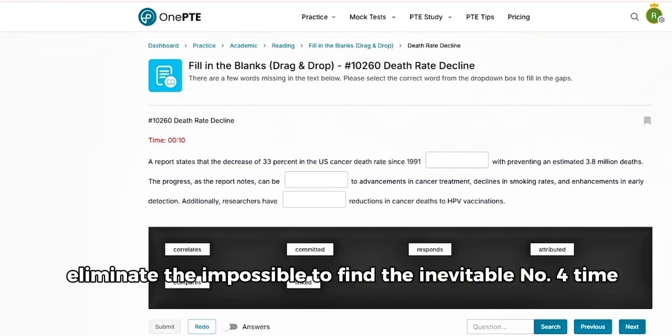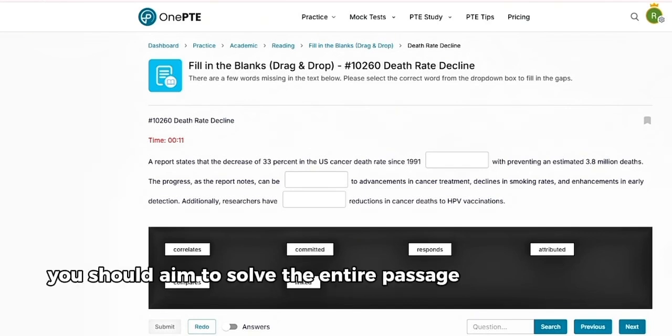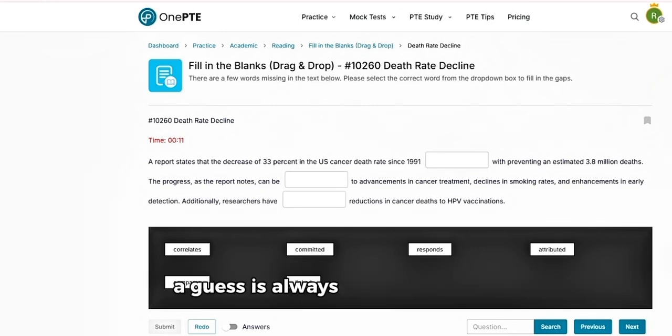Number 5. Time management. Speed is your best friend. You should aim to solve the entire passage within 1 to 2 minutes. A guess is always better than a zero. So let's move on to the practice.